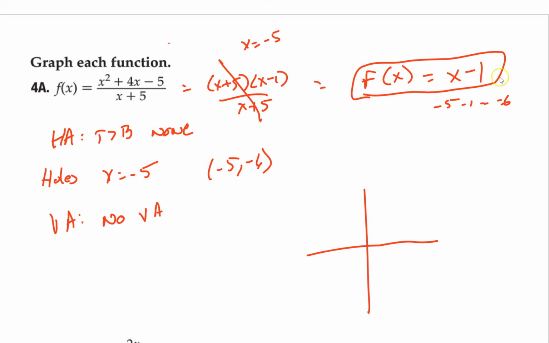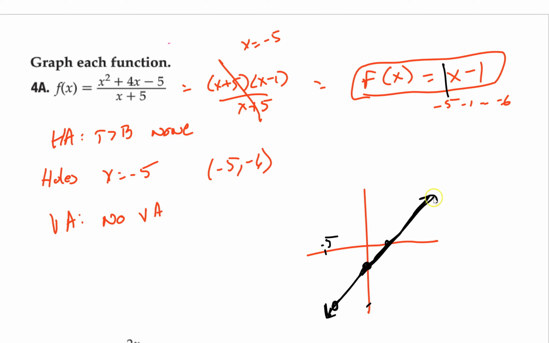Right? Y-intercept is -1, so start there. Slope of 1 over 1, right? Good old linear algebra. Get something like this. Don't forget there's a hole at -5, -6, so let's say that's -5, that's -6. It should be on the line, so that's a hole right there. Right, so graph, hole, graph.